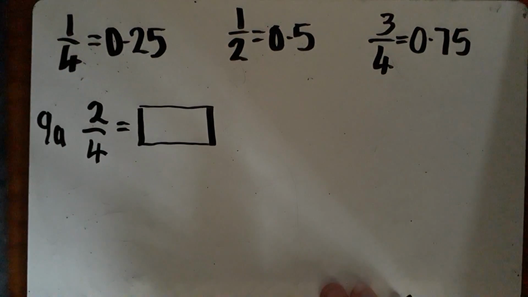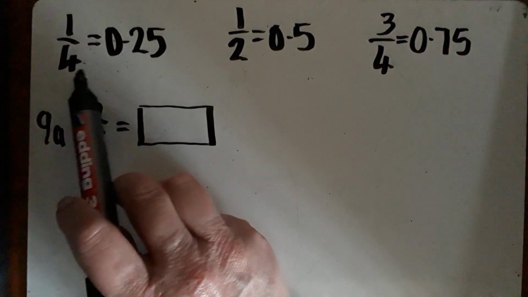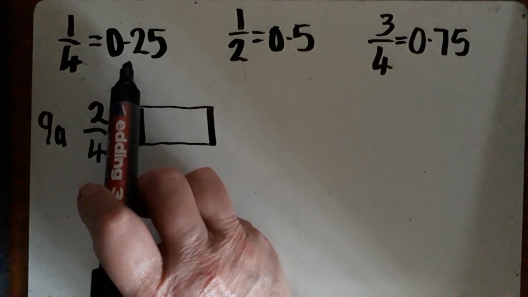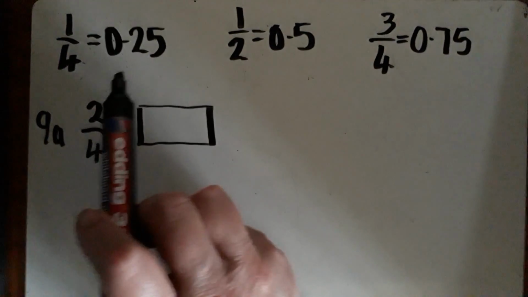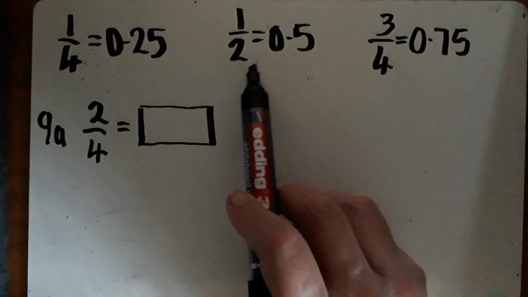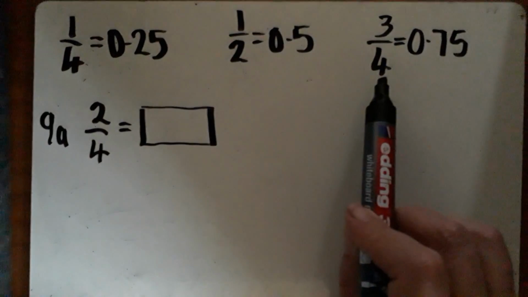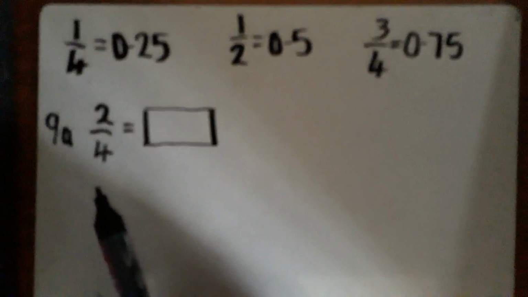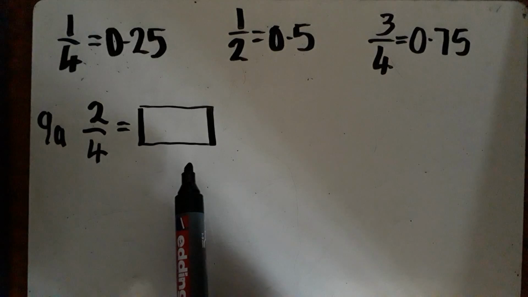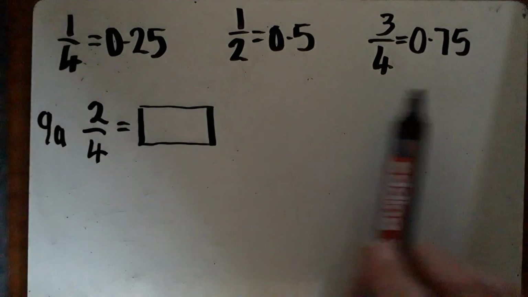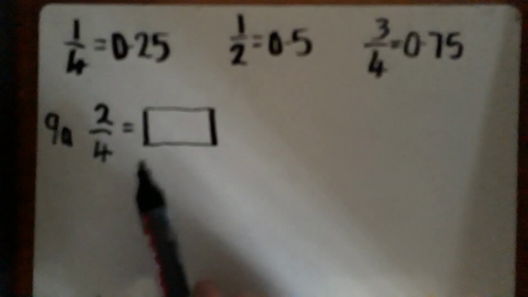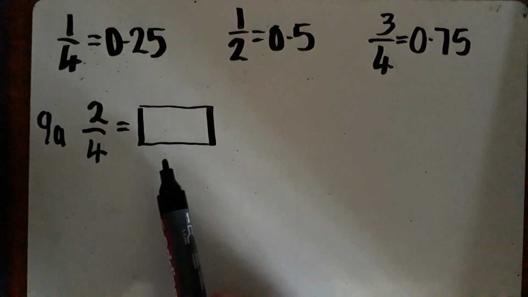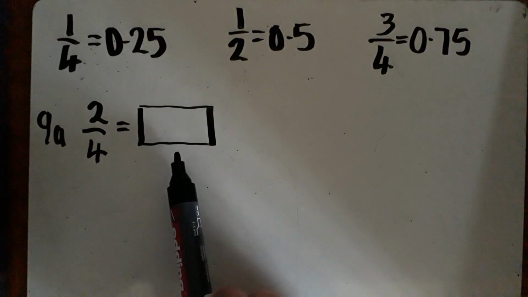Okay, so you can see along the board I've written the equivalent decimal for the fractions that we just literally need to learn and remember. So a quarter is the same as 0.25, half is the same as 0.5, and 3/4 is the same as 0.75. And all our fractions and missing fractions and decimals are going to be linked to these common examples, okay? So 2/4 is the same as what decimal?